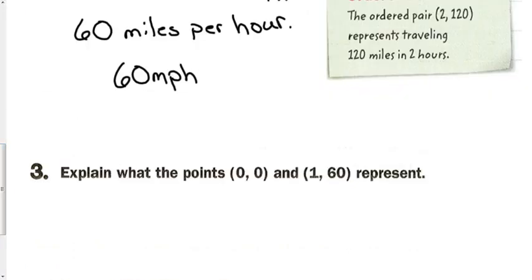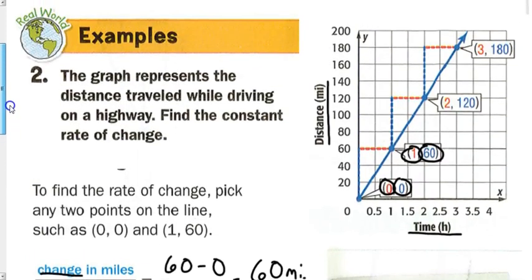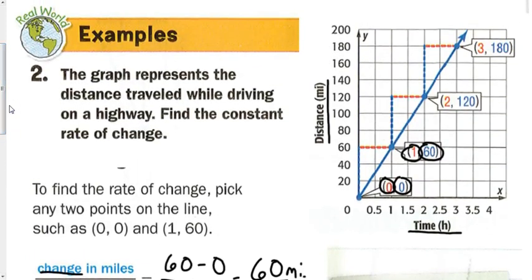So there's one more thing that they wanted you to do. They wanted you to look at some of the points on this graph and say, what do these points actually represent? So we got the points (0, 0) and (1, 60). So let's start with (0, 0). What does that really mean? And to figure that out, let's look back up at our graph and kind of analyze the whole thing. All right. So overall, the problem said that the graph represents distance traveled while driving on a highway.